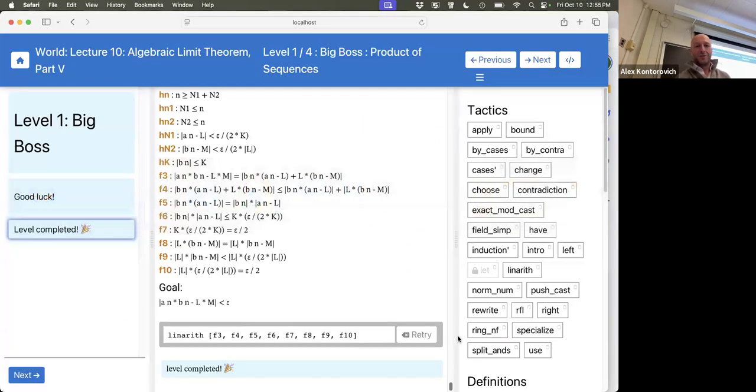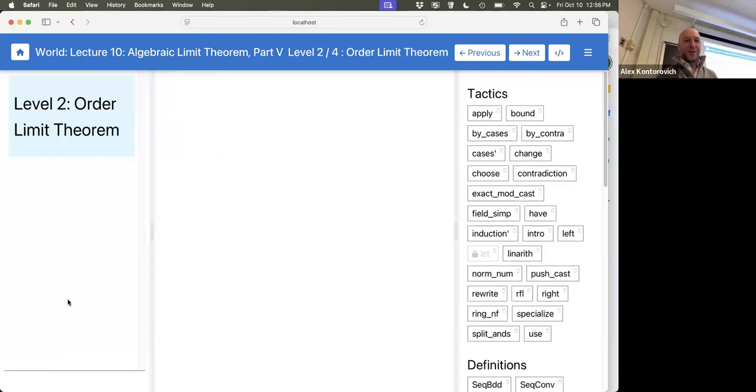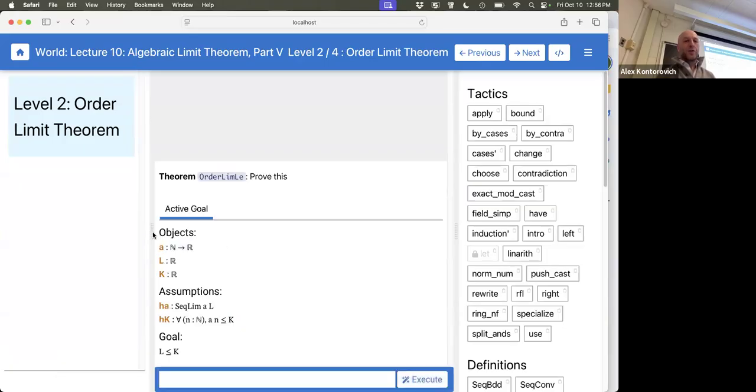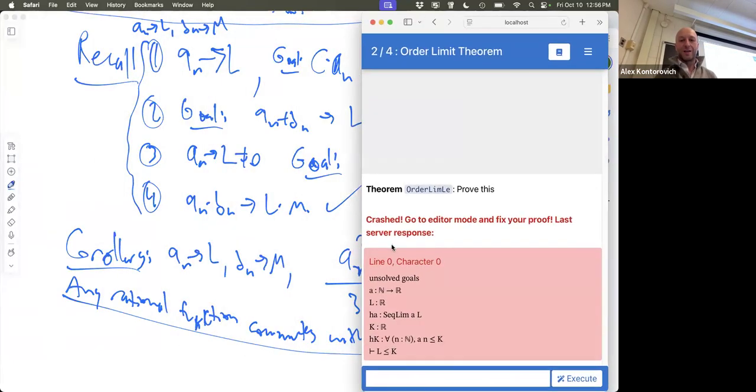Let's move on to, we're inching closer and closer to the point where we actually need to know something about the real numbers. What are they? Very good. Let's do the order limit theorem. This is a very nice and simple theorem. So the algebraic limit theorem was about exact operations. Here is a theorem that is not about exact operations. Let's do it in our usual way.